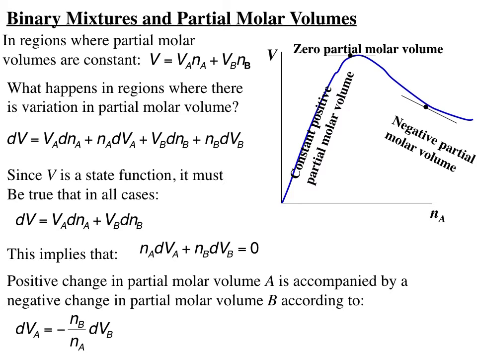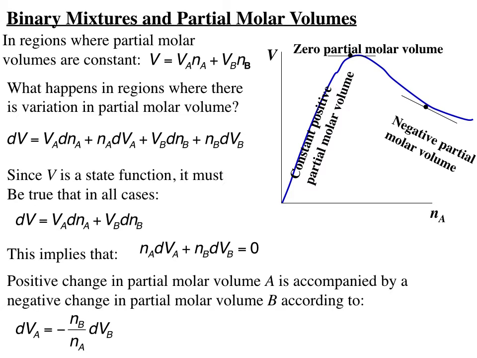But since volume is a state function, that means independent of the path, you have to get the same value of the volume, whether or not there is variation or not. So that means that dV equals VA dNA plus VB dNB must also be true if the partial molar volumes are varying. Interestingly, then, what that says is that the cross terms must be canceling. Compare the second equation to the third equation, and that says that the NA dVA term plus the NB dVB term must equal 0. Now, they don't individually equal 0, but their sum must equal 0.